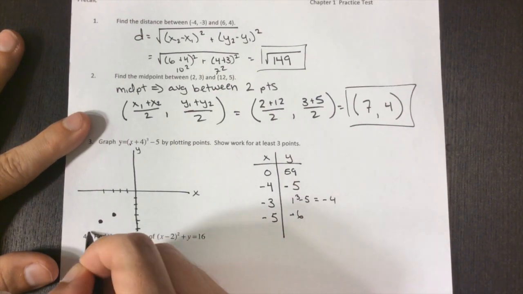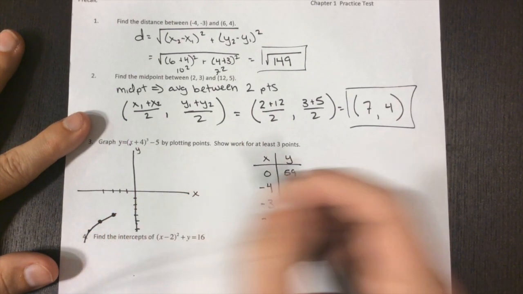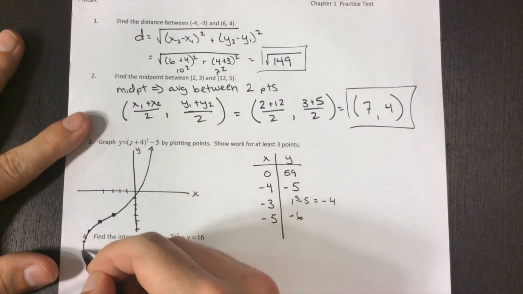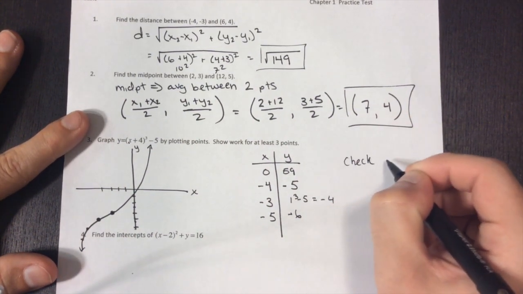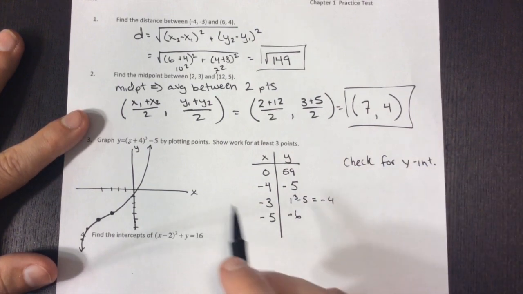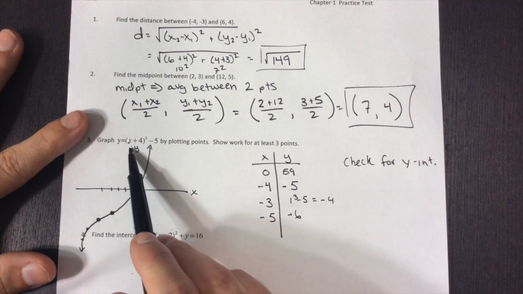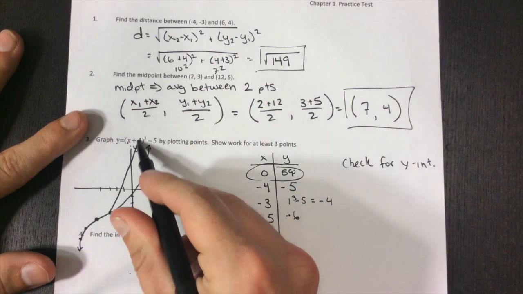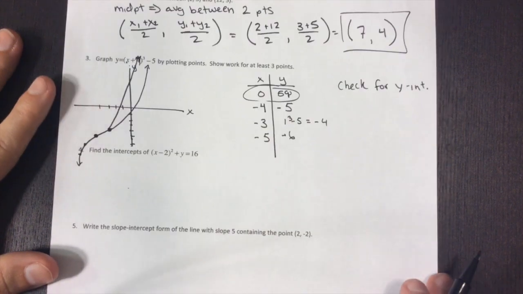So if I just extend my graph a little here, the shape that I'm going to get is going to be an x cubed graph. That will look something like this. Now, if we recall, we wanted to check for y-intercepts. To find the y-intercept, you plug in 0 for x. So if I plug in 0 for x, I get my y-intercept of 59. My graph is not quite to scale. It should be going up like that, really, really fast. Moving on.